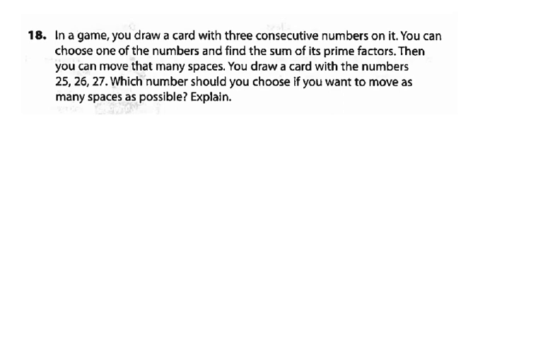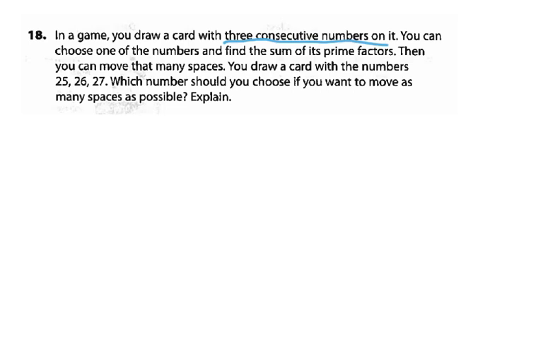Okay, and then this one, in a game, you draw a card with 3 consecutive numbers on it. So that means that you have 3 numbers in order, like 1, 2, 3, or 4, 5, 6, or 7, 8, 9, something like that. You choose one of the numbers and find the sum of its prime factors. Then you can move that many spaces. You draw a card with the numbers 25, 26, 27. Which number should you choose if you want to move as many spaces as possible?